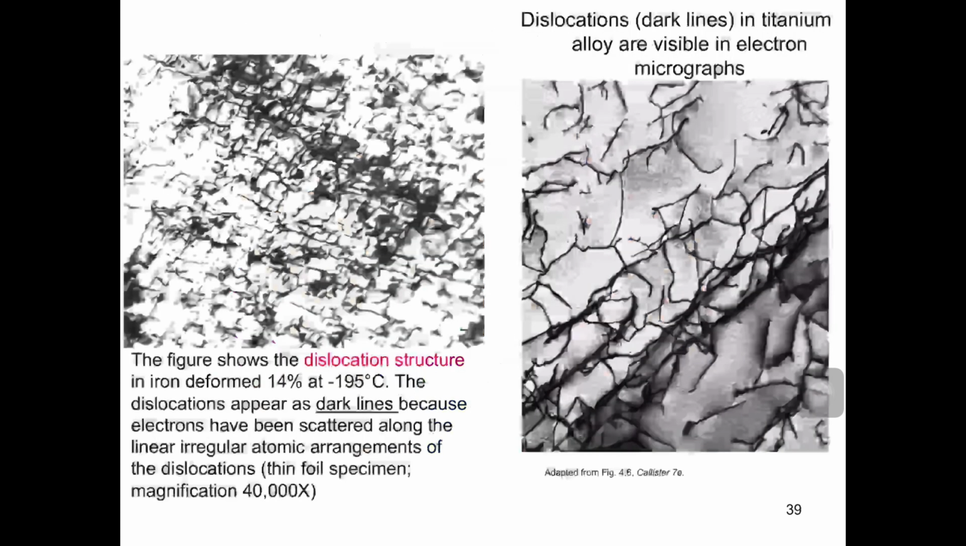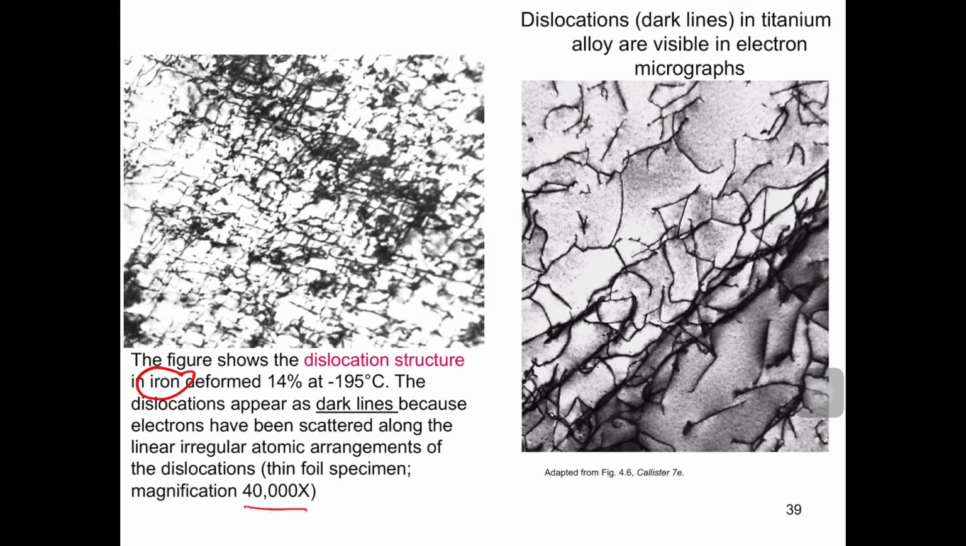This one is a micrograph. The earlier one was a schematic diagram, because a micrograph is the real one. It belongs to iron. The magnification is about 40,000 times, and the dislocations appear as dark lines. These are the dark lines, which are the dislocations. Same as this one, which belongs to titanium material. The dark lines are the dislocations.